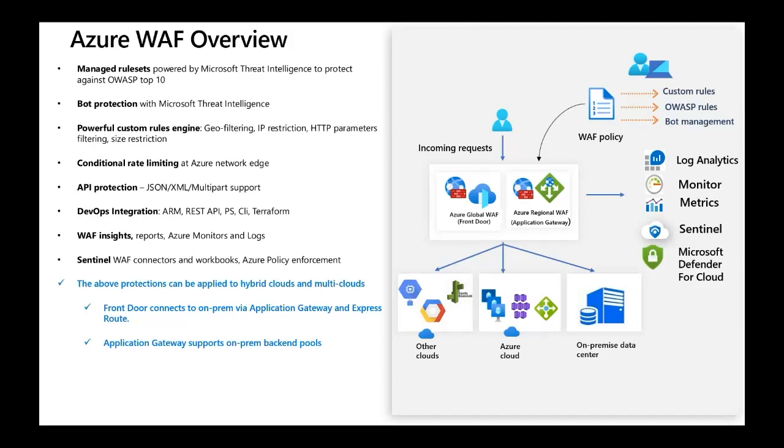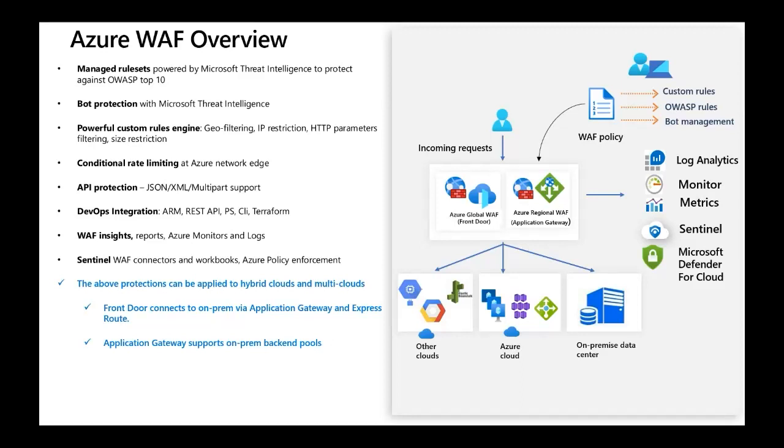Azure WAF provides best-in-class security services, and you can see them listed here. We have managed rule sets, which are powered by Microsoft Threat Intelligence and protect against OWASP top 10 attacks, like the SQL injections and the cross-site scripting attacks. These are done through rules that are defined in the OWASP core rule sets and the default rule sets.